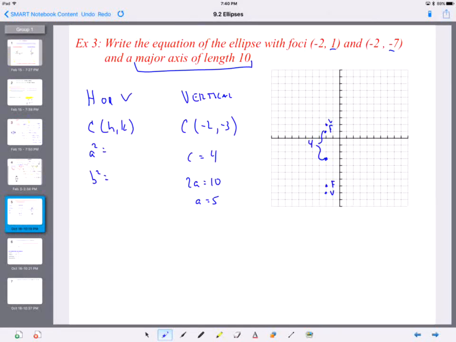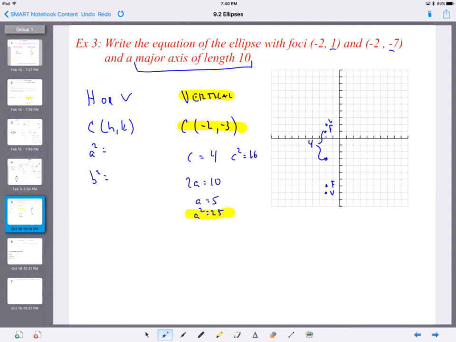But right now we have a couple of things. We know it's vertical, we know the center, and we know a is 5, so we actually know that a squared is 25. So we have 3 of the 4 things that we looked for. We don't have the b squared. It says nothing about minor vertices. So how are you going to find the minor vertices? Well, you do know c, which means you know c squared is 16.